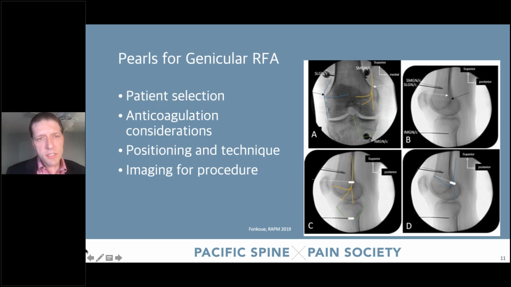Other considerations: anticoagulation. We routinely at our institution do not stop anticoagulation for our knees, either for the genicular block or for the RFA, but you may consider it, and it really depends on the patient's bleeding risk and your ability to do this in an expeditious and effective way. And then I already talked about imaging. Positioning is also a consideration, and sometimes the patient is unable to extend the knee, and you have to get creative on how you're going to approach the knee, especially if you're using your fluoroscope to get an optimal image, especially for laterals. Next slide.